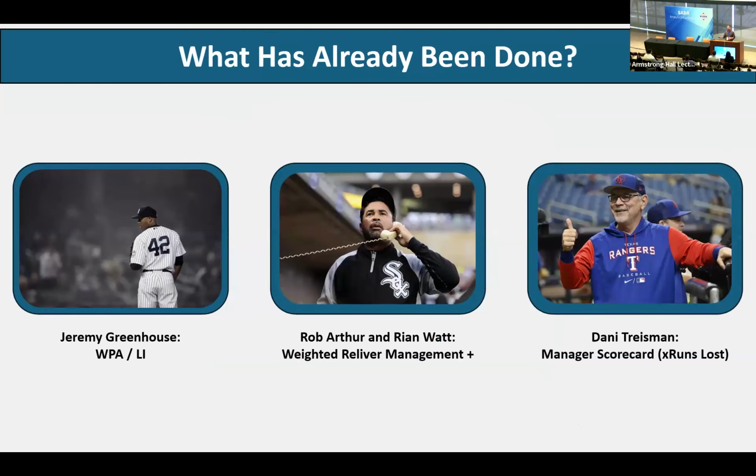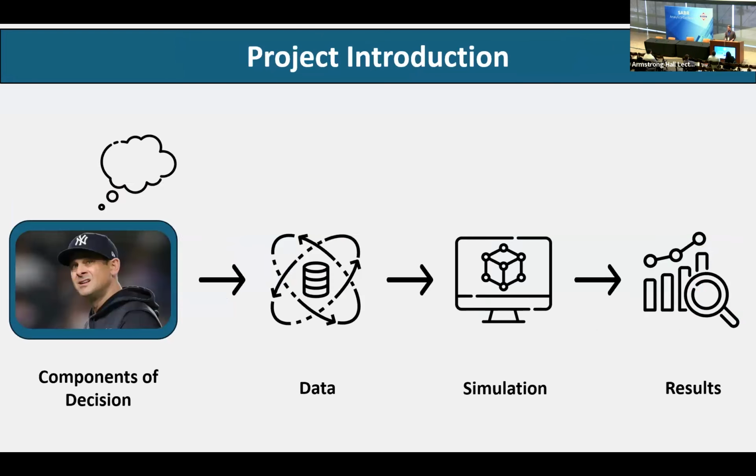But before doing what I eventually did, I needed to understand what's already been done. A lot of you are probably like, yeah, we've seen this before. There's been a lot of work that's looked into this space. A couple quick examples here. Greenhouse, Arthur, and Watt took an approach that looked more at determining if you were using your best pitcher when it mattered most. Someone like Donnie Treisman took an approach similar to myself, which is a little bit more at a plate appearance specific level to determine if decisions were good or not. So I tried looking at what had already been done, building off what they provided, and go from there.